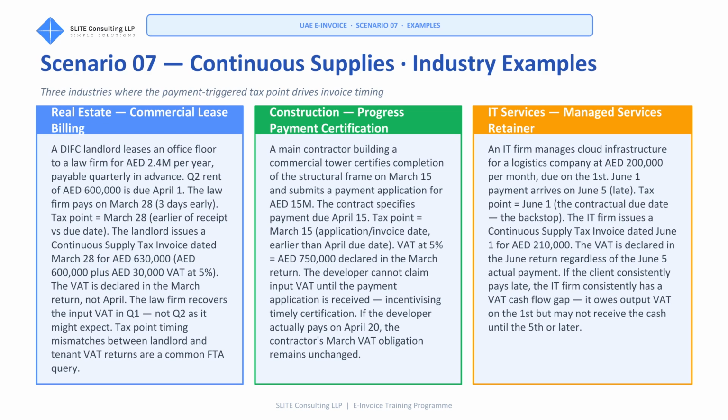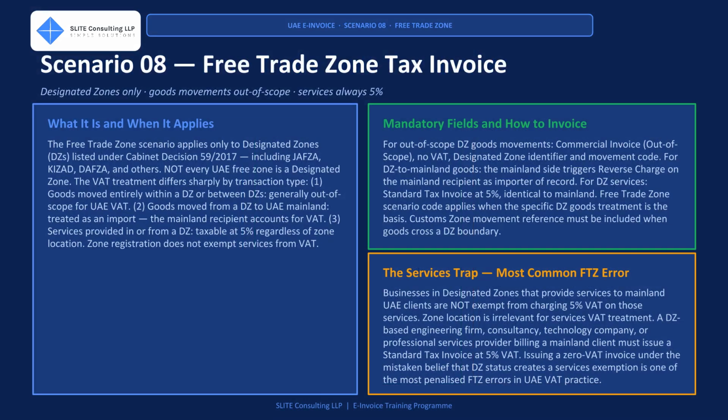Free trade zones next. Scenario 8 is free trade zone, and you need to be precise here because the rules apply only to designated zones listed under Cabinet Decision 59 of 2017. Not every UAE free zone is a designated zone. JAFZA, KIZAD, DAFZA are. Many others are not. Within a DZ, treatment varies sharply by transaction type. Goods moved entirely within a DZ or between DZs, generally out of scope for UAE VAT.